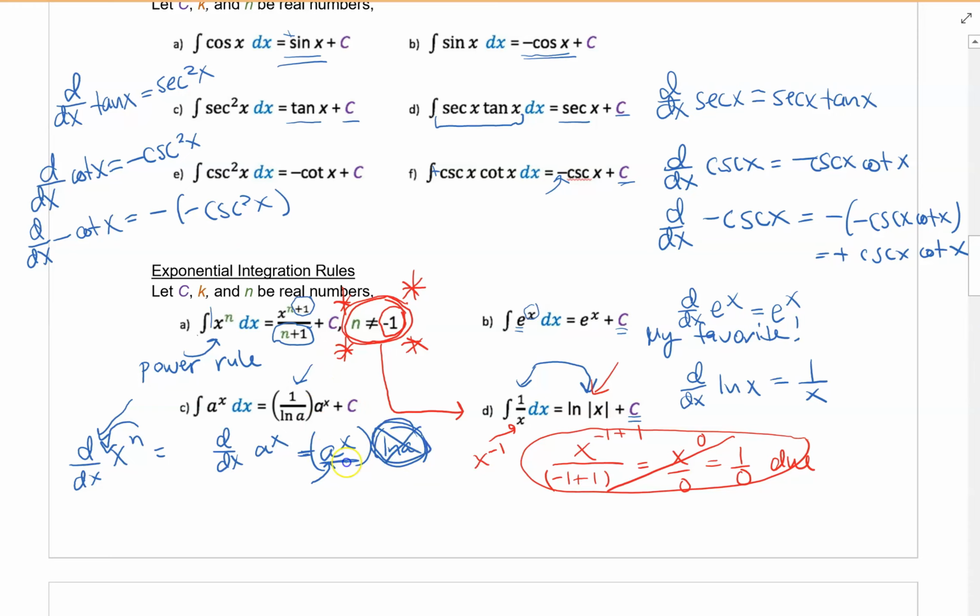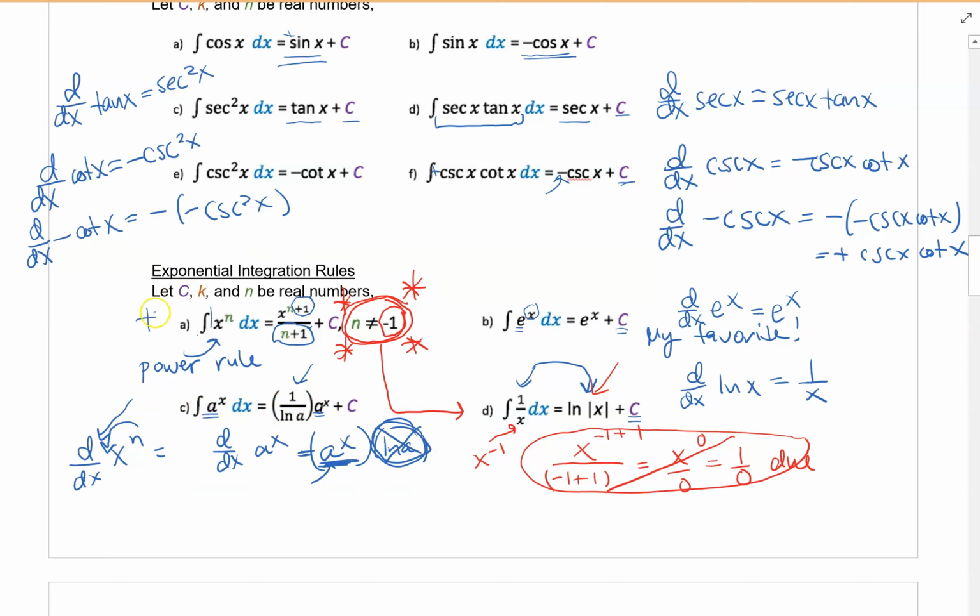And then this a to the x is just there already, right? It appears in its own derivative. So this just cancels out the constant. So the antiderivative rule would be itself, right? Antiderivative of a to the x is itself divided by ln of a versus multiplying by ln of a.